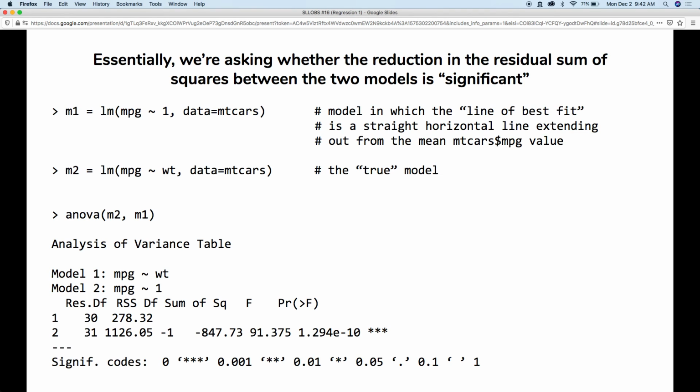And this is always going to be the case. If you have a single predictor and you're comparing to the simplest possible model, the p-value returned by an ANOVA is always going to be the same as the p-value returned by the t-test for slope. Because really the only thing that's changing between these two models is the slope.